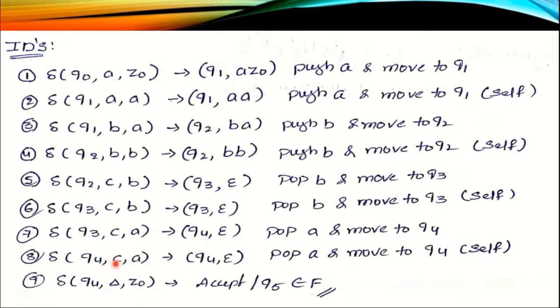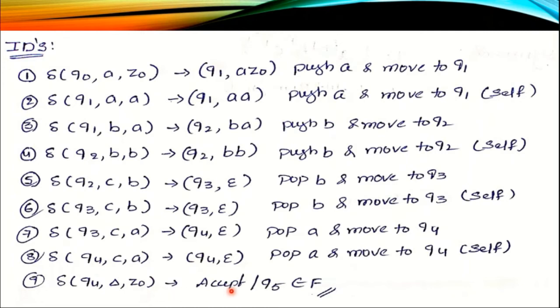So from q4, we can perform the pop operation for any number of a's from the stack. Here we read the c's from q4 and the top of the stack is a, then perform the pop operation and go to the same state. After completion of the c's, when the input is completed, that is the end of the input marker, and the stack is also empty, then we go to the accept state, q5.